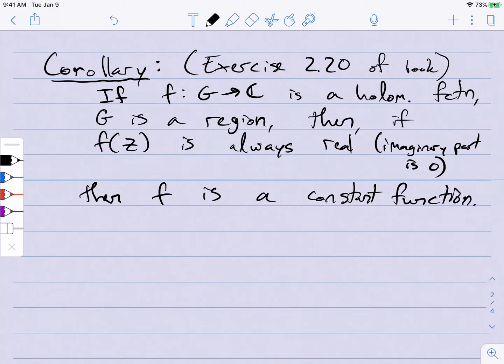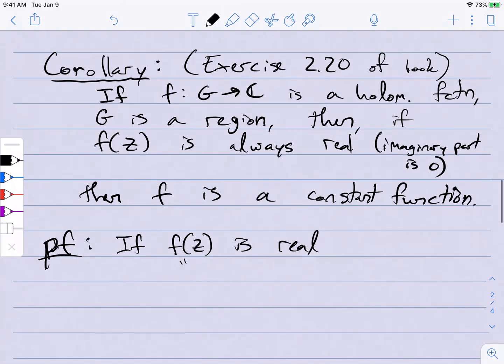And this is telling you that being differentiable is a really strong condition, because it's saying that if you're differentiable and your outputs are always real, then actually you were just a constant function to begin with. And the proof here, again, uses the Cauchy-Riemann equations. So if f of z is real, well then its imaginary part is 0, right? And again, we're going to write f in terms of its real and imaginary parts, so I'll write this as u plus iv.